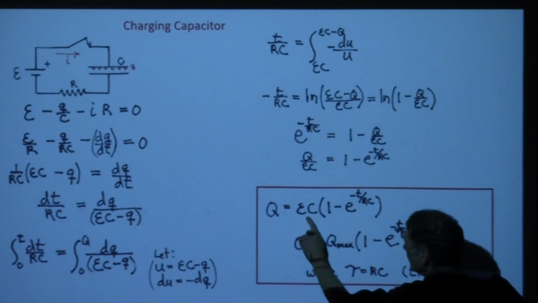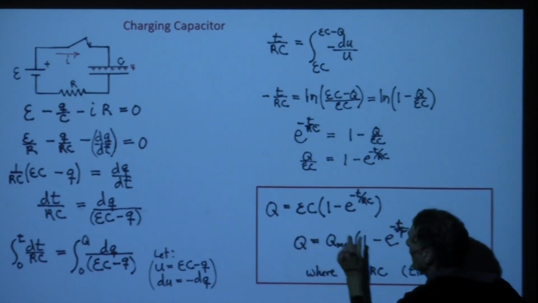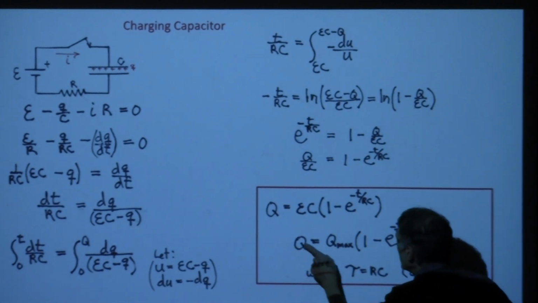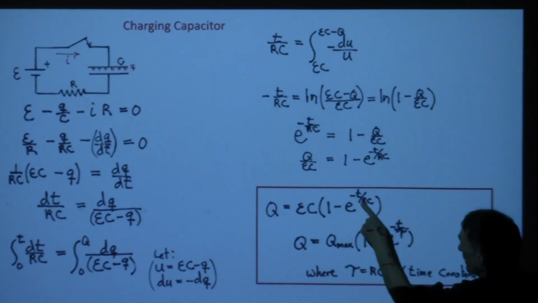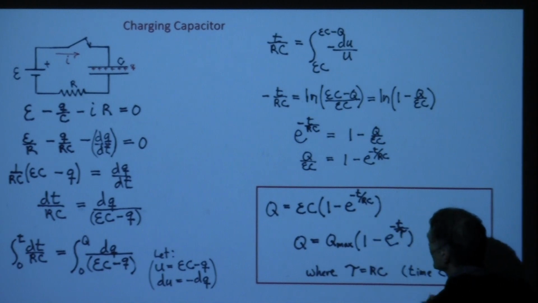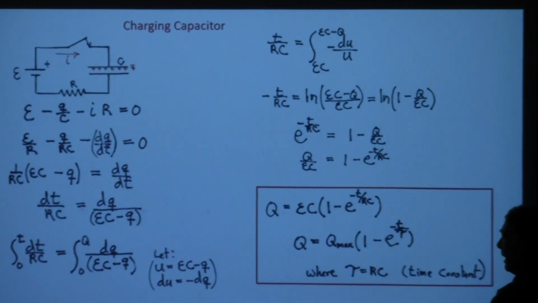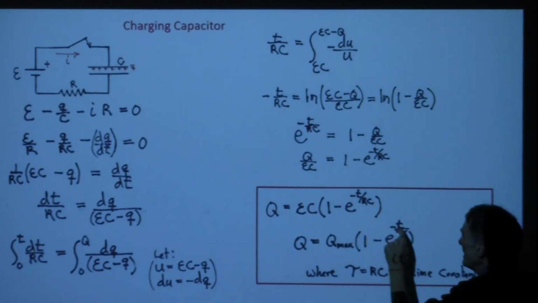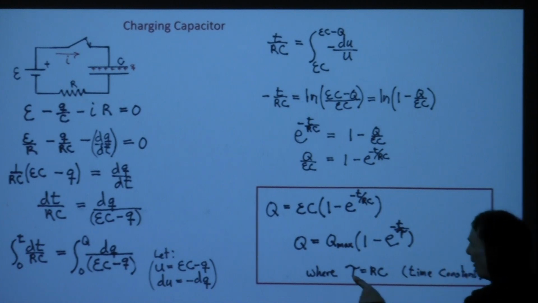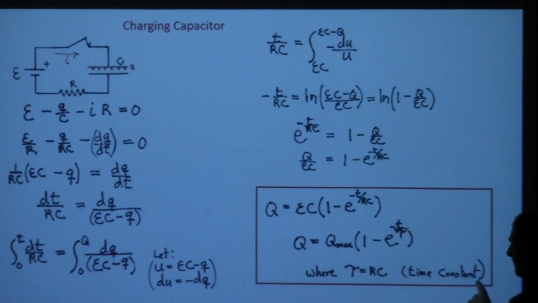So we've got that. The Q is going to be the product of those two. And this is going to be the expression of e to the minus t over RC. We often replace RC with what's called tau, the time constant.